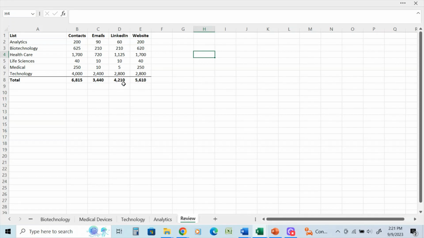And so again, you've got 4,200 LinkedIn's and 5,600 websites. So this is the type of database that I would construct if you were in the healthcare sector and you were looking to start your fundraising process.